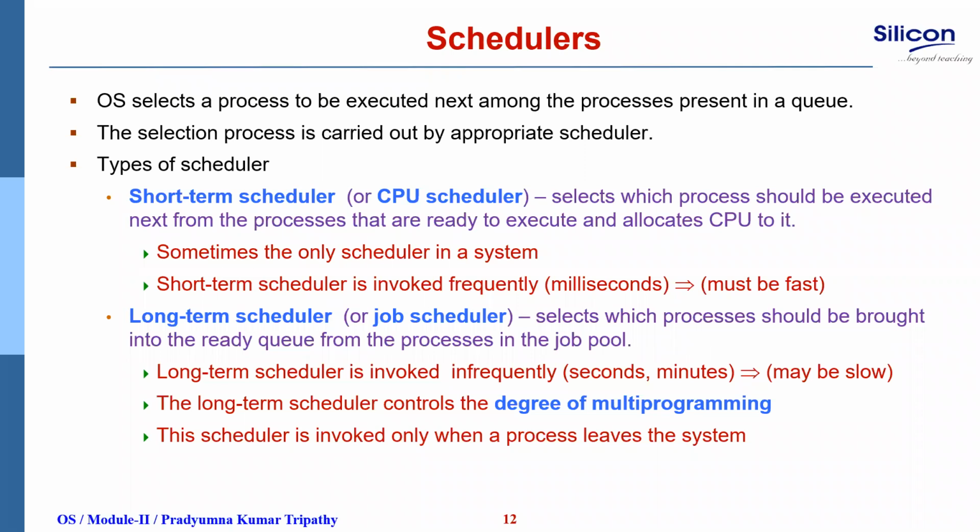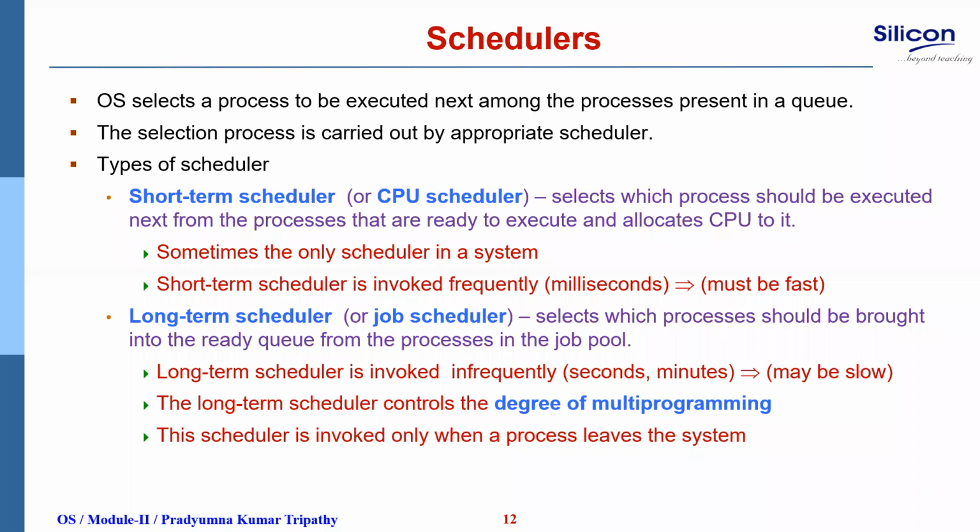But which process has to be selected? Which process has to be selected among the ready queue is decided by the short-term scheduler. Is it understood? Long-term scheduler selects what? From the job pool, not from the ready queue. From the job pool, which processes should be brought into the ready queue? That is the long-term scheduler. Short-term scheduler says, among many processes in the ready queue, which process will be given control to the CPU?